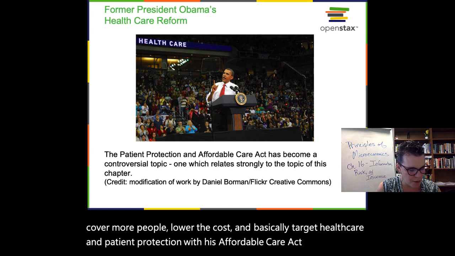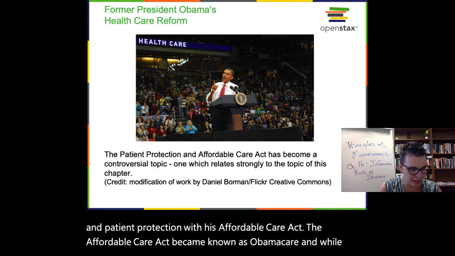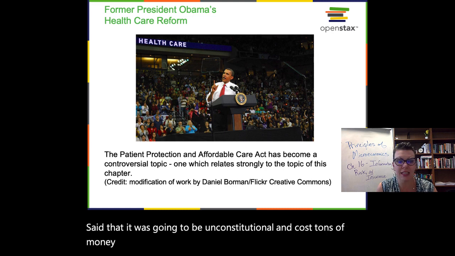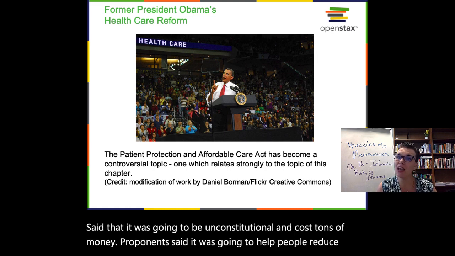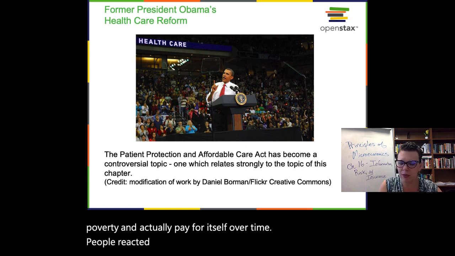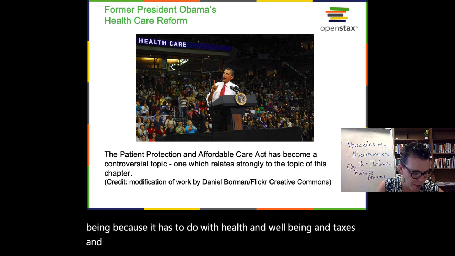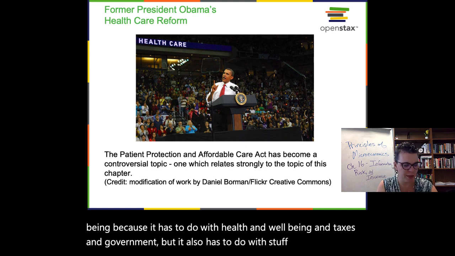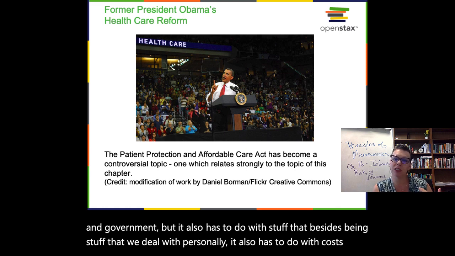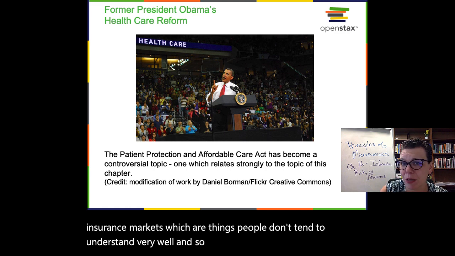The Affordable Care Act became known as Obamacare, and while opponents of the bill said that it was going to be unconstitutional and cost tons of money, proponents said it was going to help people reduce poverty and actually pay for itself over time. People reacted really strongly to this, and we can think about it being because it has to do with health and well-being and taxes and government, but it also has to do with costs and insurance markets, which are things people don't tend to understand very well. And so today we're going to talk about those things.